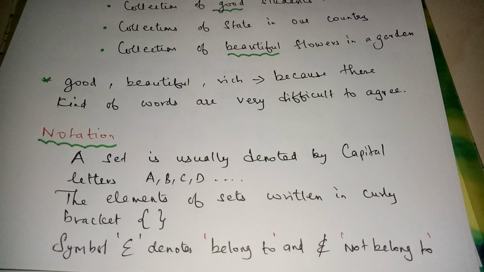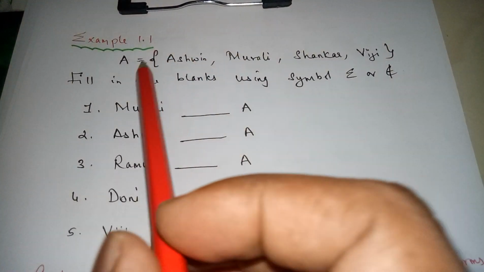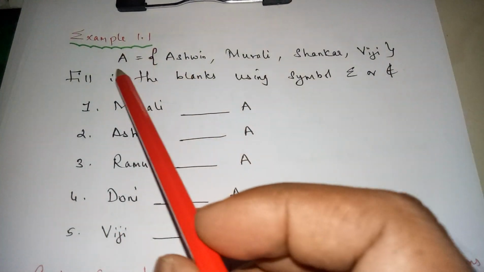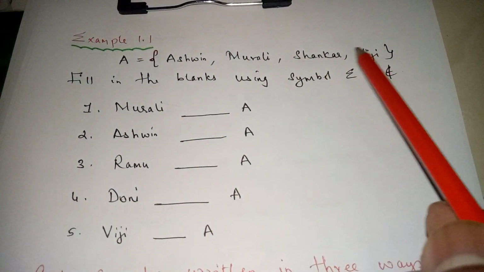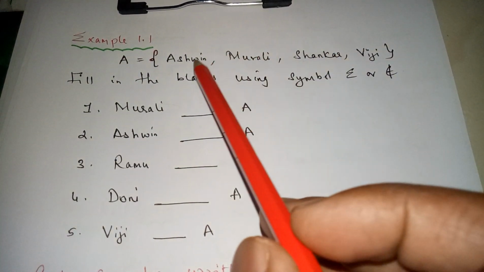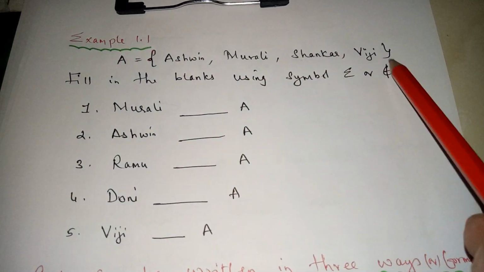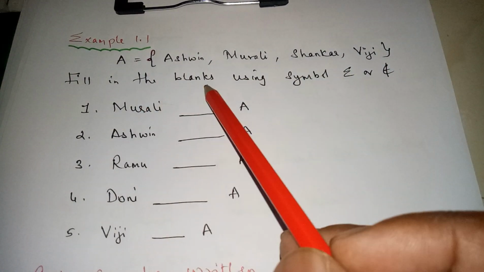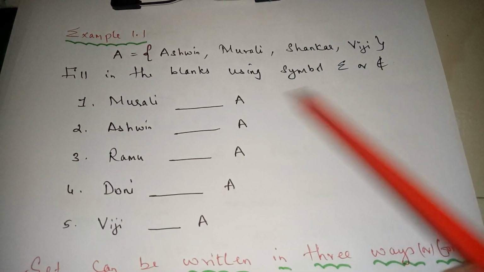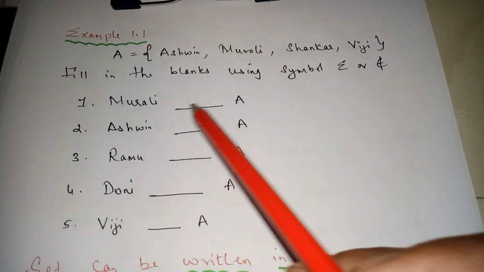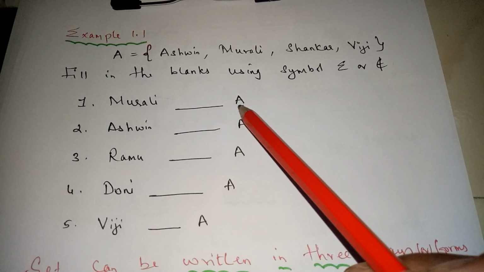Here is example 1.1 we have. A set name is given, capital A, and curly brackets are given, and these are the elements: Ashwin, Murali, Shankar, Vijay. Fill in the blanks using the symbol belonging or not belonging. See, question one is Murali dash A.